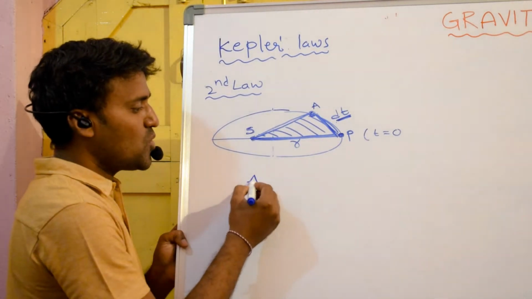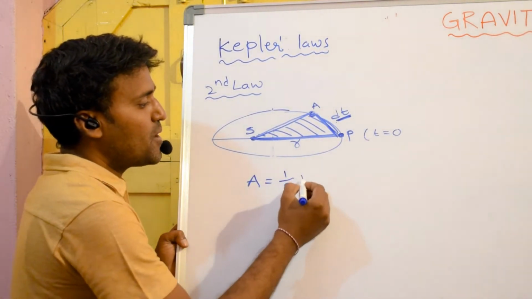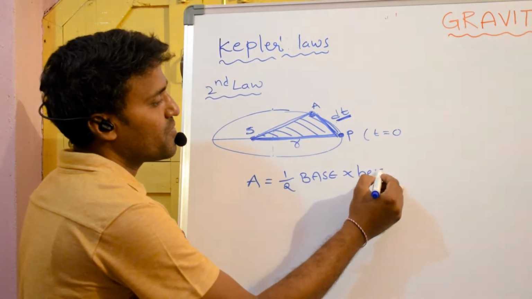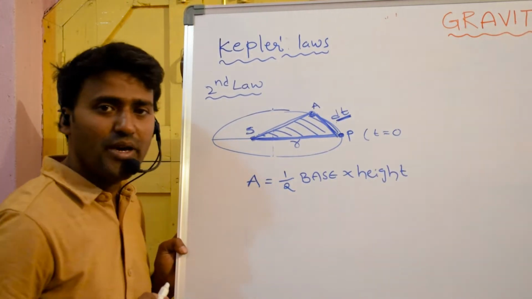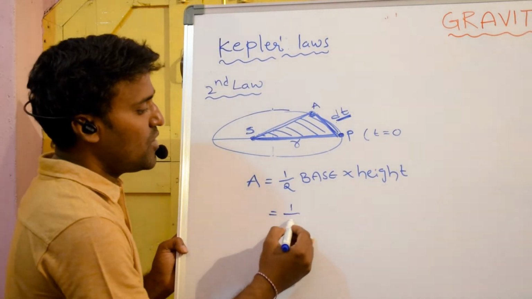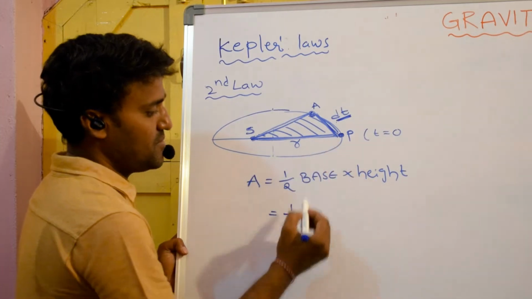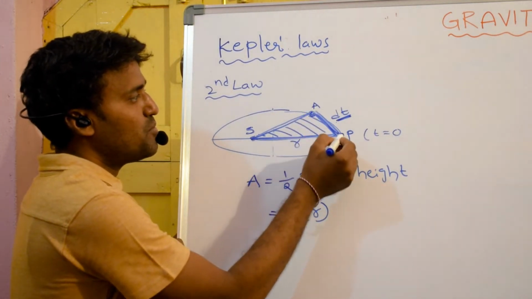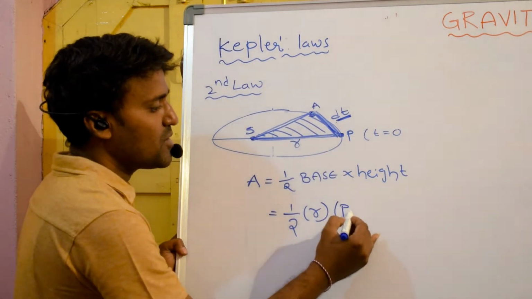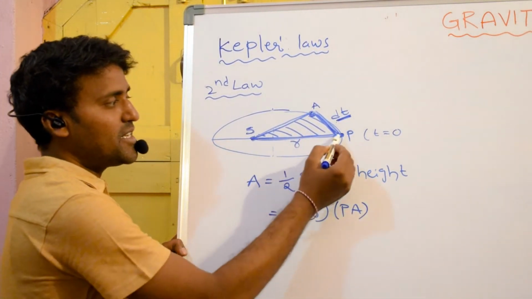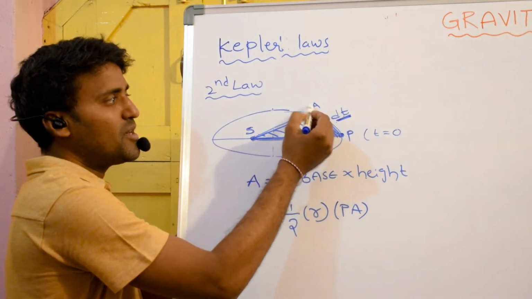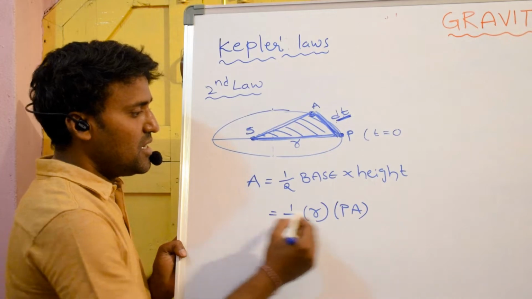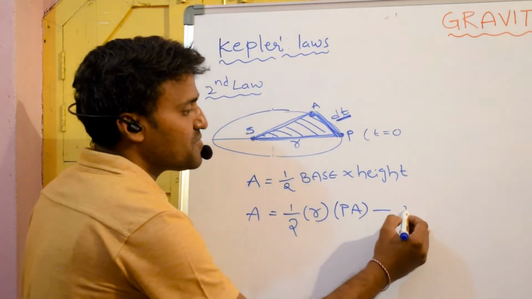So area is equal to half into base into height. Here 1 by 2, base is r, and height is PA. The planet is at point P; after t time interval, the planet position is here. So height is nothing but PA, isn't it? This is equation number 1.